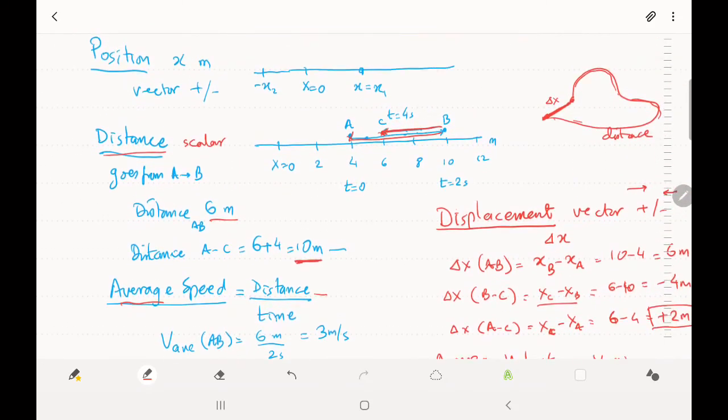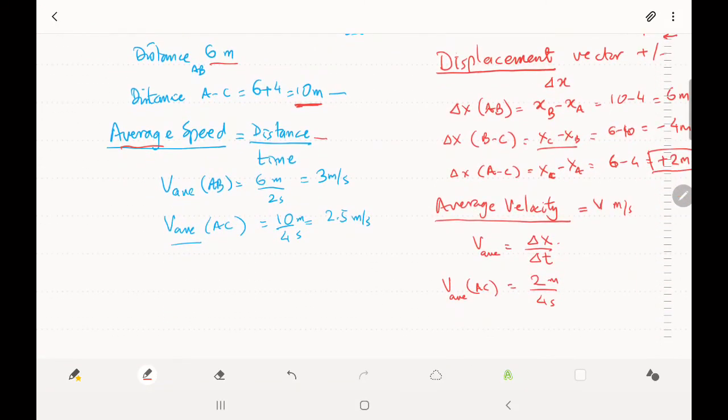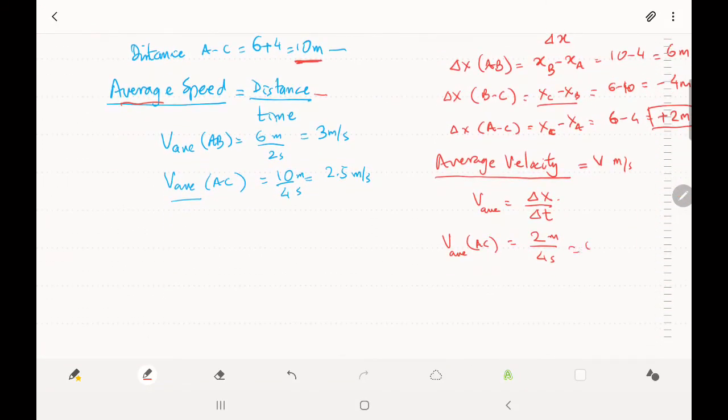That's what we had here. The displacement is 2 meters and the time is 4 seconds, and that would be 0.5 meters per second. So the average speed was 2.5 meters per second. The average velocity is only 0.5 meters per second.